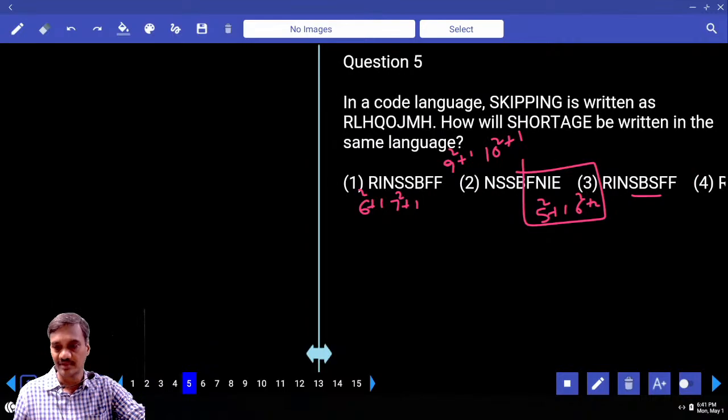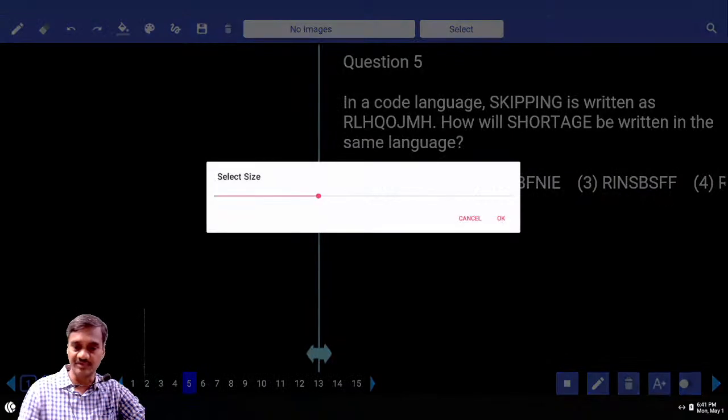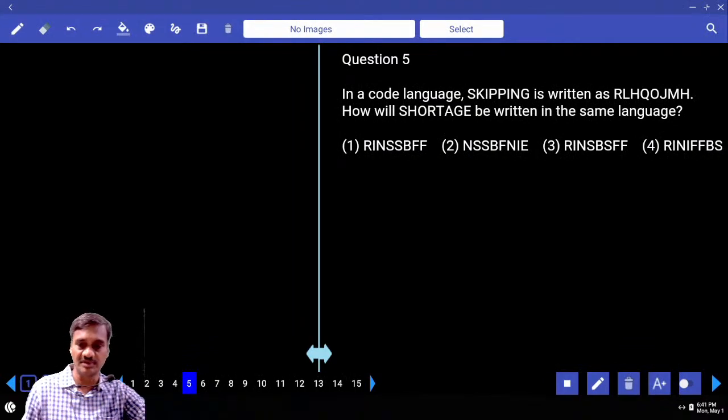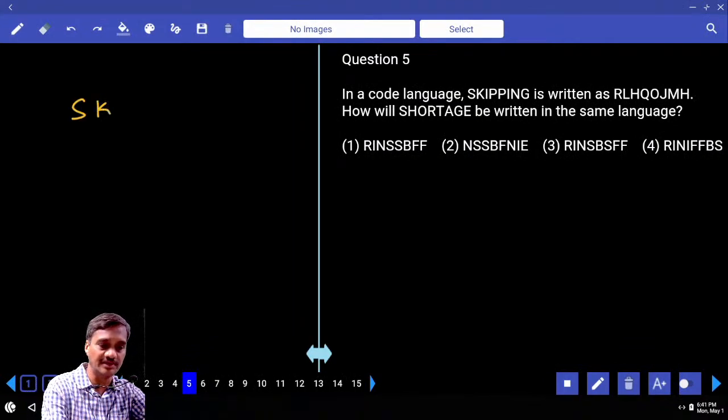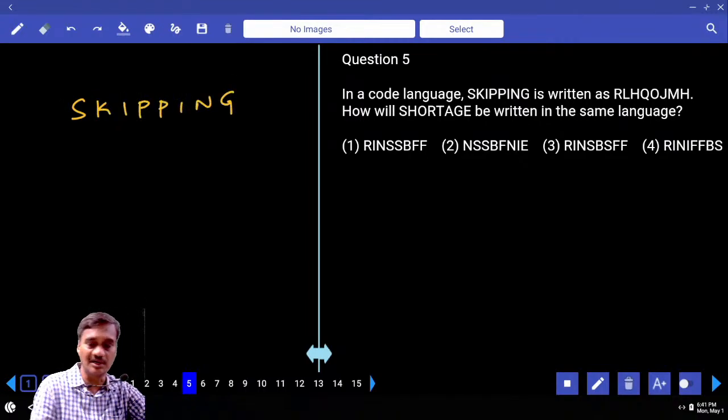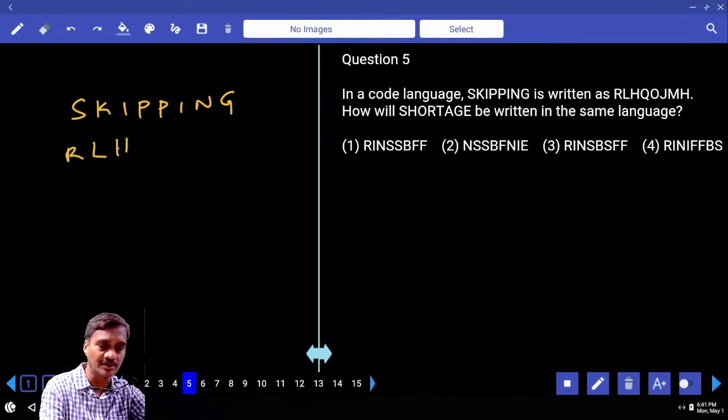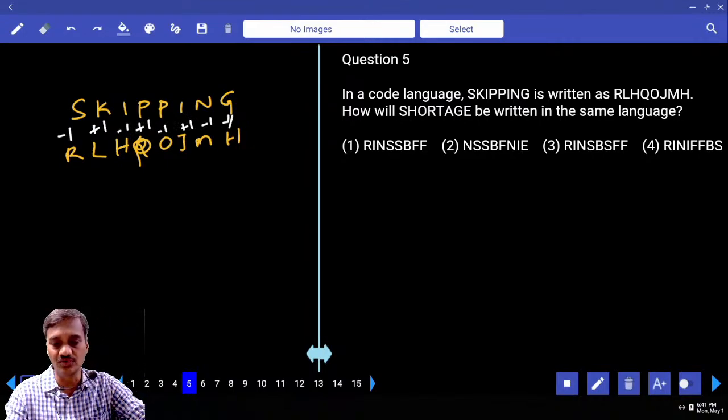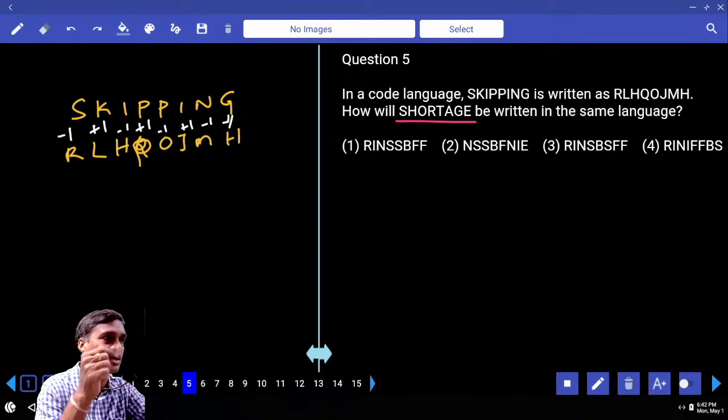Done with this? And question number 5. Now in this fifth one, the code given to the word SKIPPING is RLHQ, OJMH. Then tell me what is the logic here? S and R minus 1, K and L plus 1, I and H minus 1, plus 1, minus 1, plus 1, minus 1, plus.